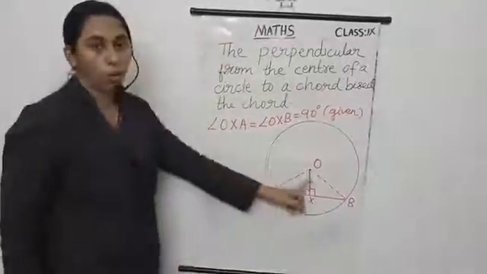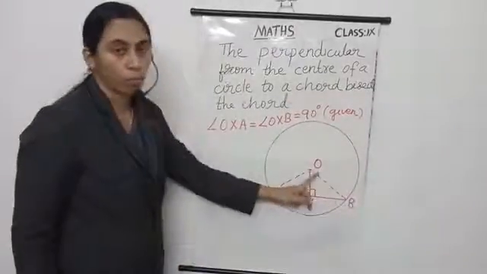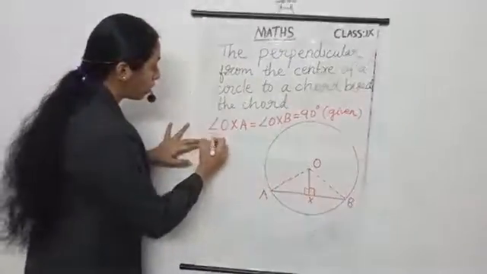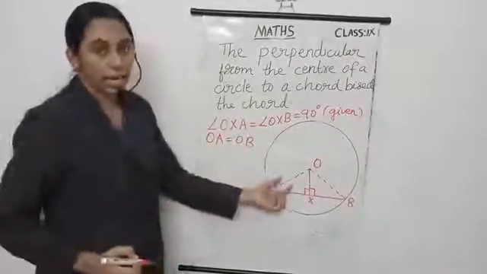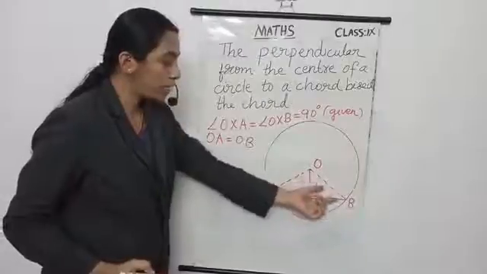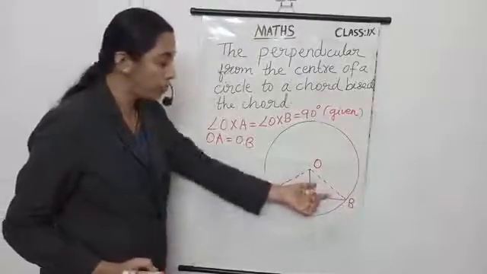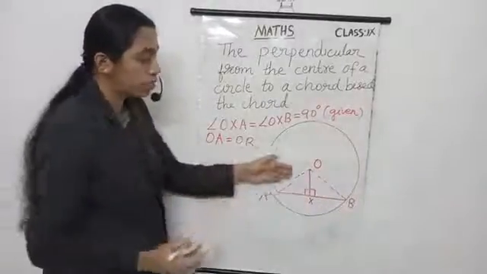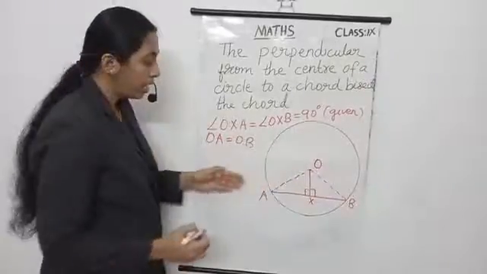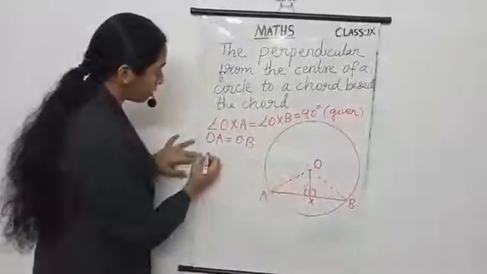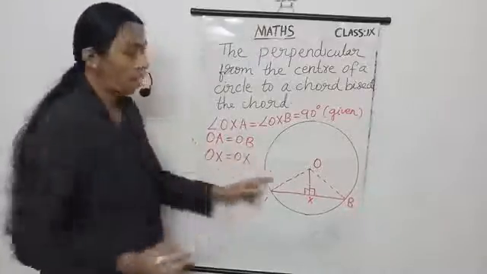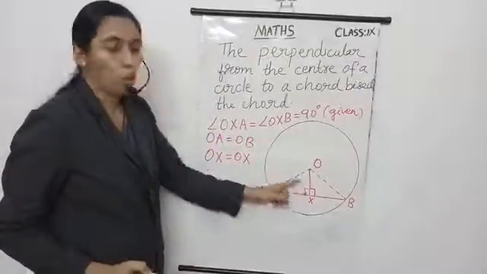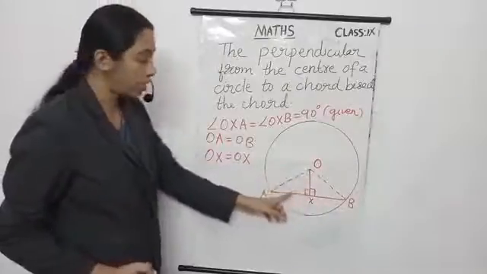Now consider OA and OB. Both are equal. OA equal OB. Why? Radii of the same circle. So these two sides are equal. Now consider OX. OX equal to OX. Why? That side is common for both the triangles.